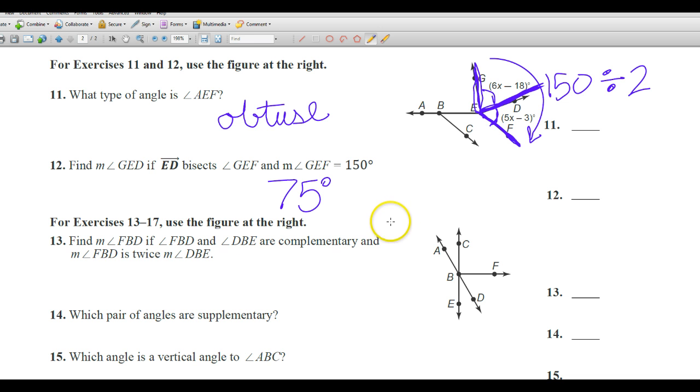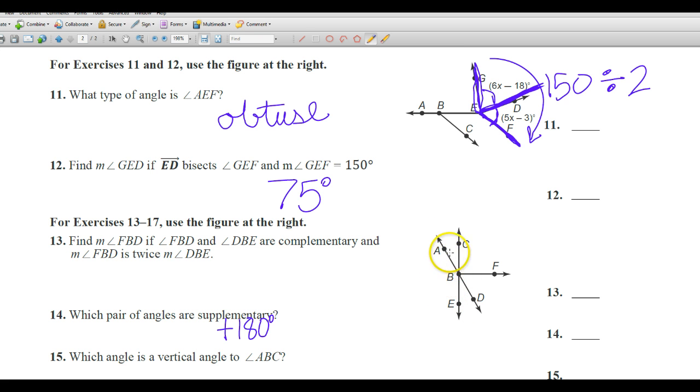Number 14, which pair of angles are supplementary? Supplementary angles add up to 180 degrees. So when we see a diagram like this, we don't see any measures on there, so we can't actually add, like, let's say it gave an angle of 20 and an angle of 160, we can clearly say which angles are supplementary. But in this case, we look for straight lines and linear pairs.